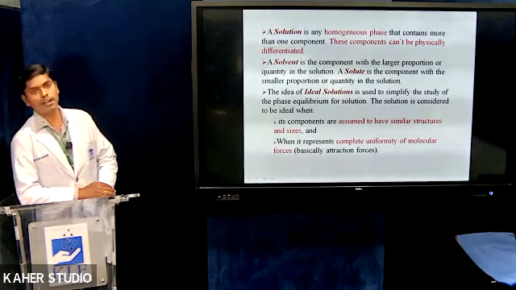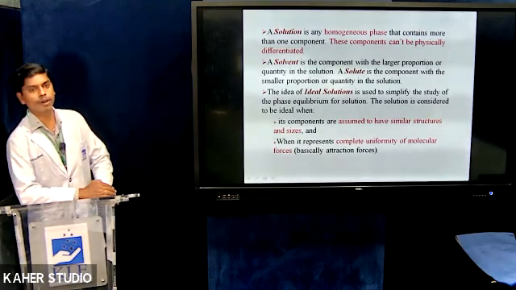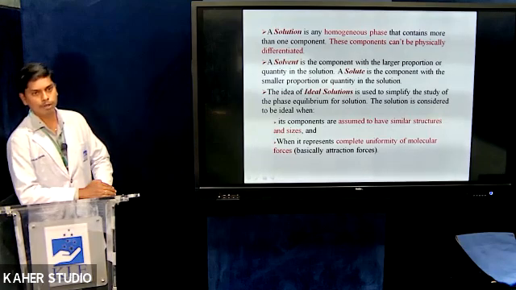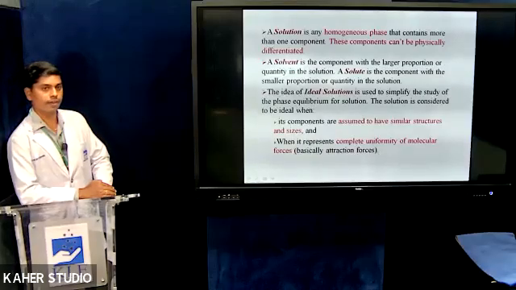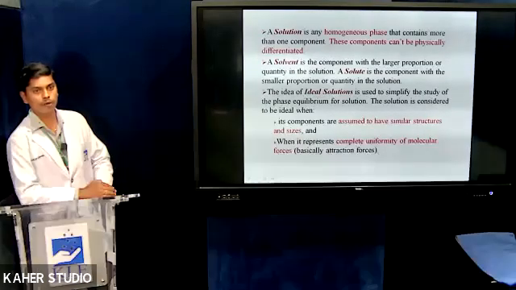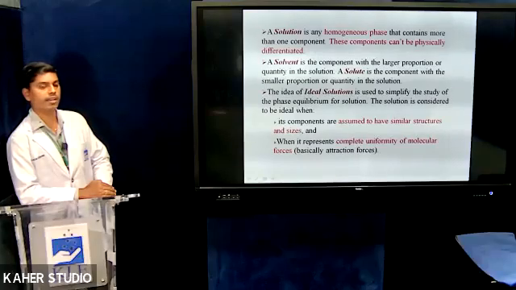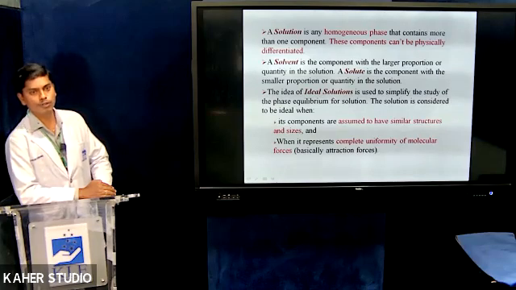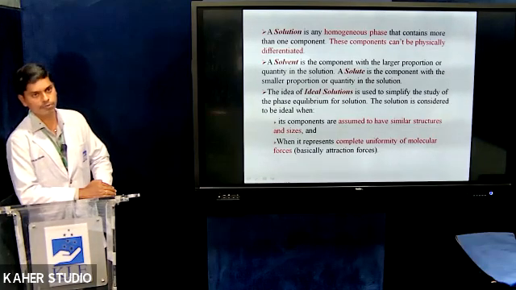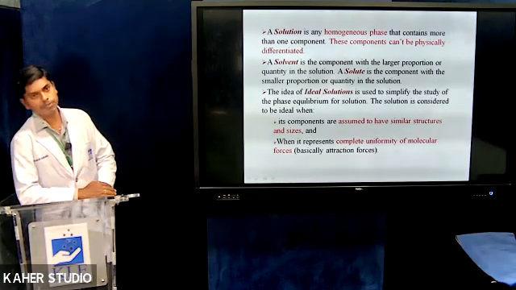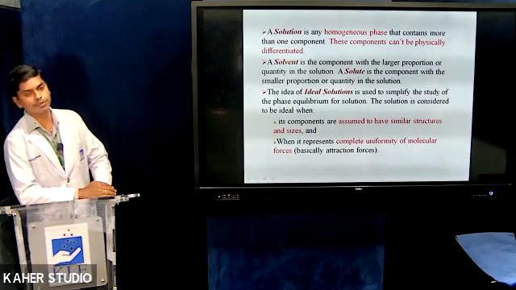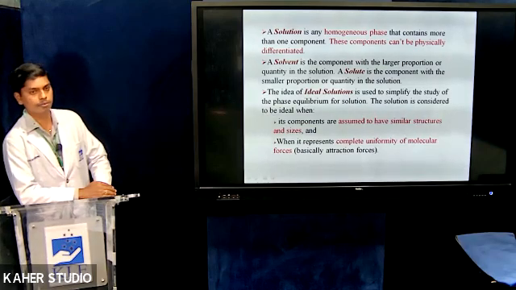The idea of the ideal solution is used to simplify the study of the phase equilibrium of solutions. A solution is considered ideal when its components are assumed to have similar structures or sizes, and when it represents complete uniformity of the molecular forces, basically the forces of attraction involved. This is known as the ideal solution. And as I mentioned on the slide, ideal solutions obey Raoult's law.